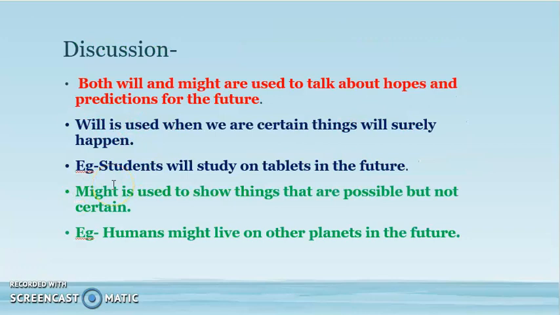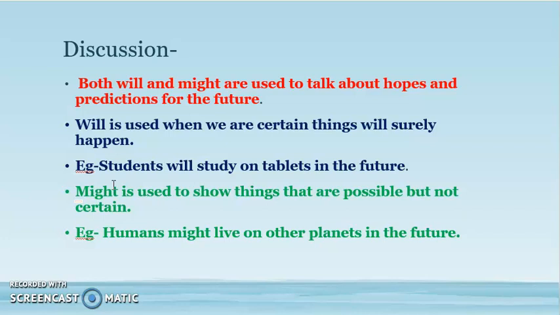So let's look when you should use will and when you should use might. Both will and might are used to talk about hopes and predictions for the future. So whenever you talk about the future, you always use will and you use might. Will is used when we are certain things will surely happen. So if you are certain that this thing will happen, you can use will. For example, I will come to your house tomorrow.